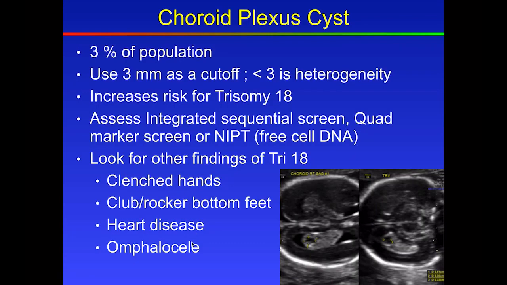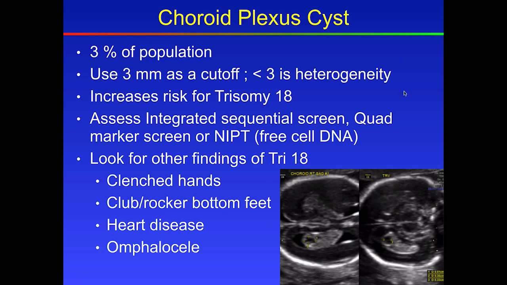3% of the population will have a choroid plexus cyst, and this is a soft marker for trisomy 18. It doesn't have any specific problem in and of itself. It's just that it raises your risk for trisomy 18. And we use 3 millimeters as our cutoff. If it's above 3, we call it a choroid plexus cyst. If it's under 3, we call it heterogeneity in the choroid, and we don't talk to patients about that.